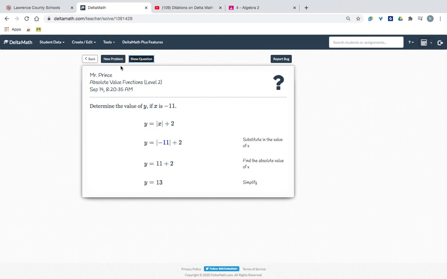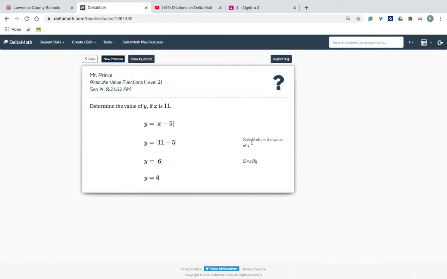Now, I figured I'd do it this way because I wanted you to be able to understand what the notes mean on your examples, because you're going to have example problems in Delta Math if you miss the problem. You have to be able to decipher what's going on here for it to help you.